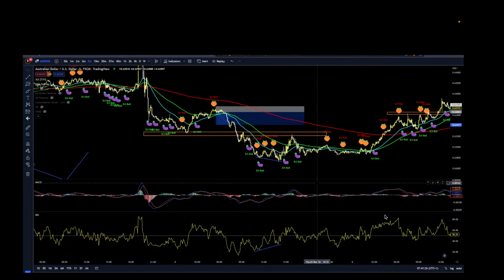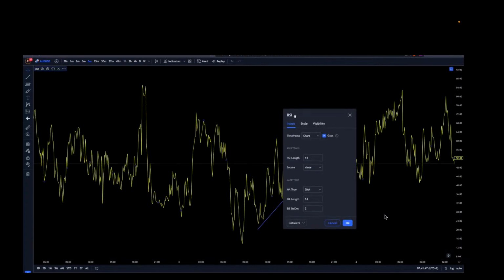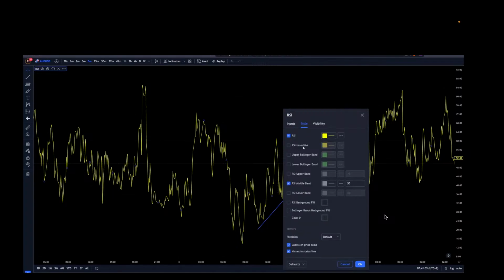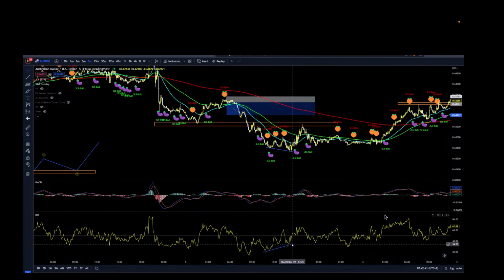So when people ask me about what indicators I use, I have the MACD standard settings and I have the RSI standard settings, minus I've changed my style to this where it's just a solid yellow line with no upper and lower bands and one line in the middle at the 50. So when I use oscillators, I'm only using them for divergences. So you can see we had a divergence on the MACD as well as a divergence on the RSI. So that means if you were holding this trade down here and you were getting all of these signals of divergences, would have been a good area to take profit.